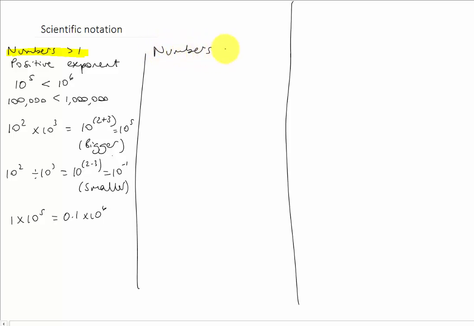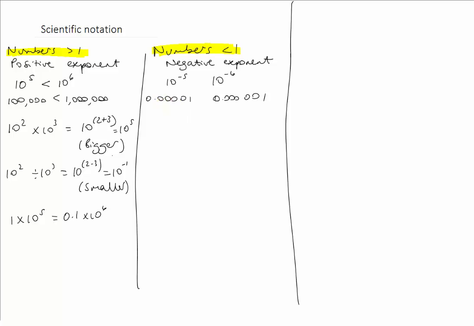Now let's move on to numbers which are smaller than 1. So these ones with a negative exponent. To use a similar example, we've got 10 to the minus 5 and 10 to the minus 6. So that's the same as saying 0.00001 and 0.000001. Is that right? Yes, it is. So that tells us that this number is bigger than that number. 10 to the minus 5 is greater than 10 to the minus 6. So really what the exponent here is telling us is how far the number is from 1. So if it's further from 1, going in a negative direction, that means the number is getting smaller and smaller.